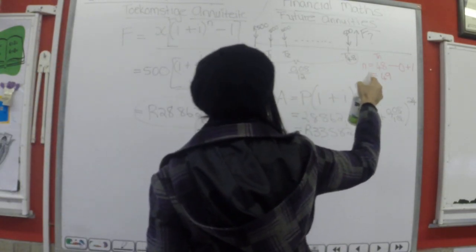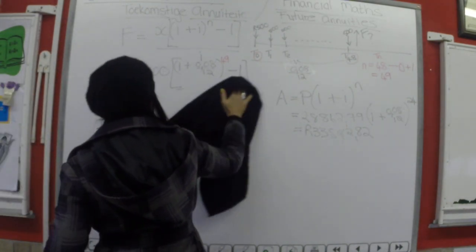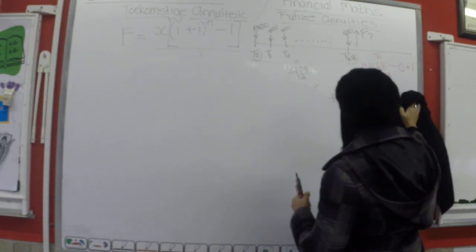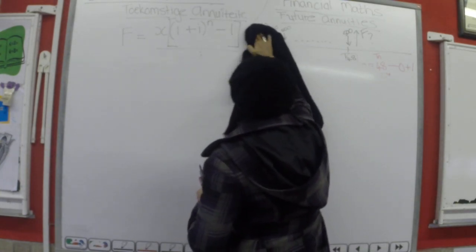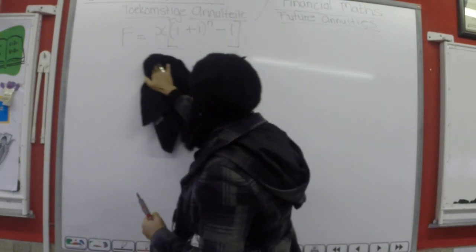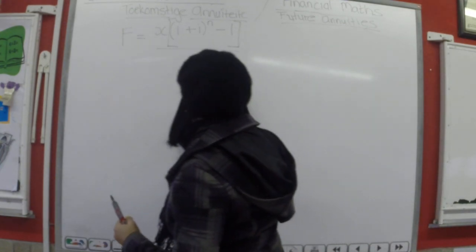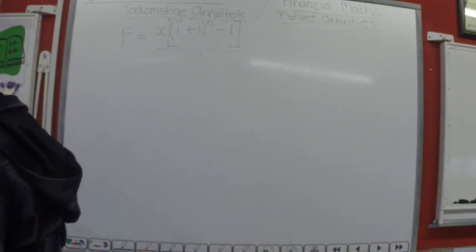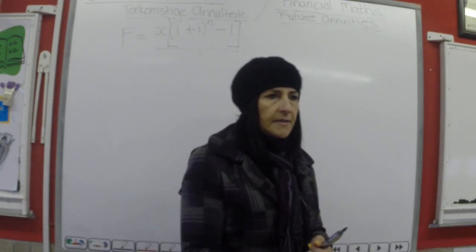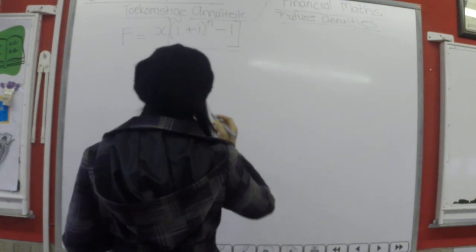So let's draw the picture of Megan that wants to save each month from her 18th birthday so that she will have R1,000,000 when she gets 30. Okay. So let's quickly draw the picture of that. From 18 on her 18th birthday up to her 30th birthday, there's 12 years gone by.